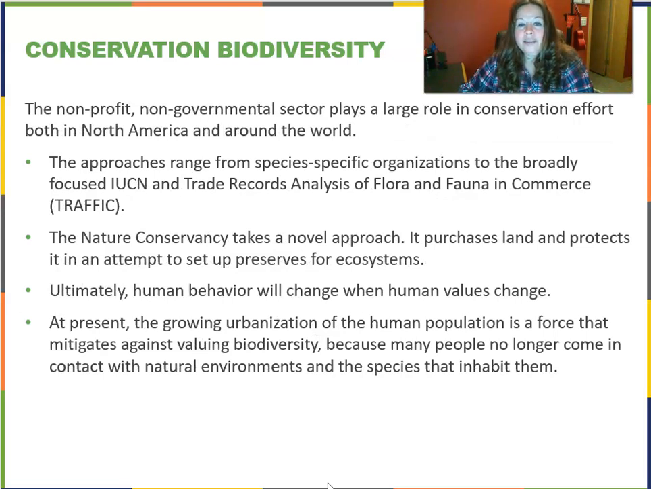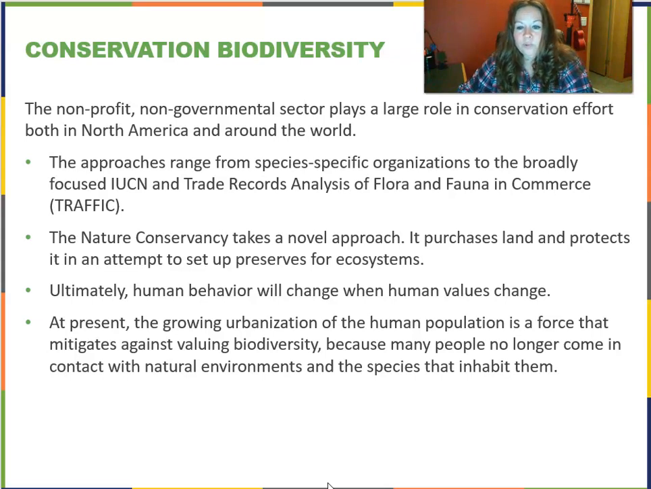The non-profit, non-governmental sector plays a large role in conservation efforts both in North America and around the world. The approaches range from species-to-species organizations to broadly focused ones, like IUCN and the trade records analysis of flora and fauna in commerce, called TRAFFIC. The Nature Conservancy takes a novel approach. It purchases land and protects it in an attempt to set up preserves for ecosystems.